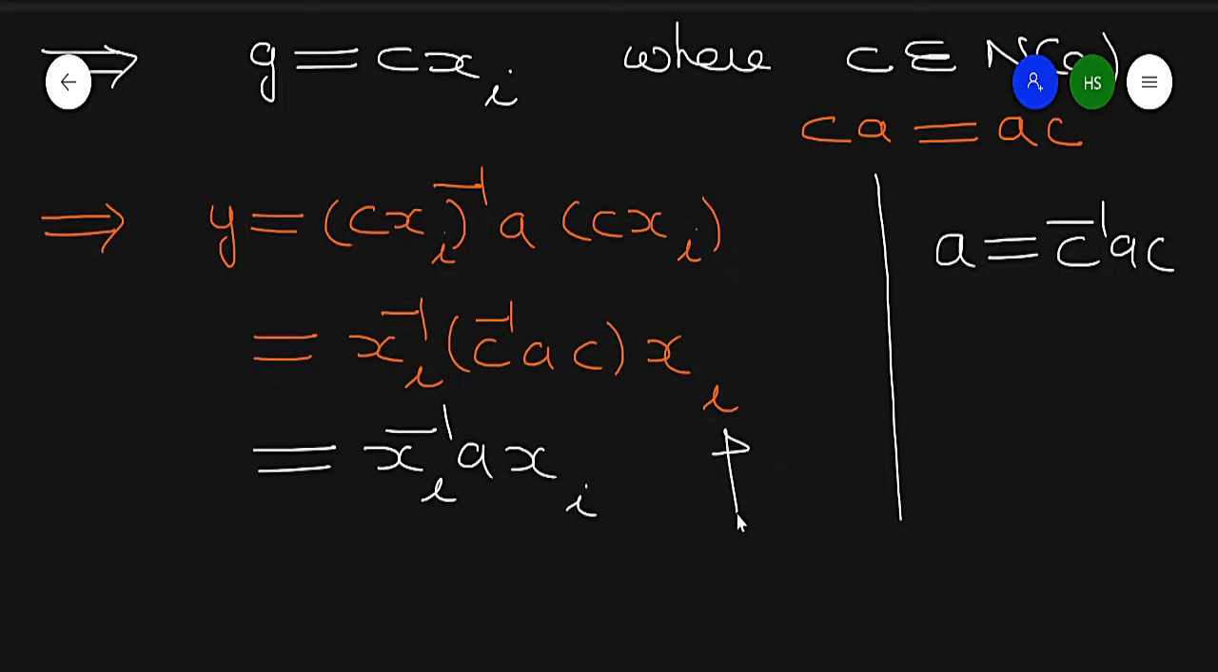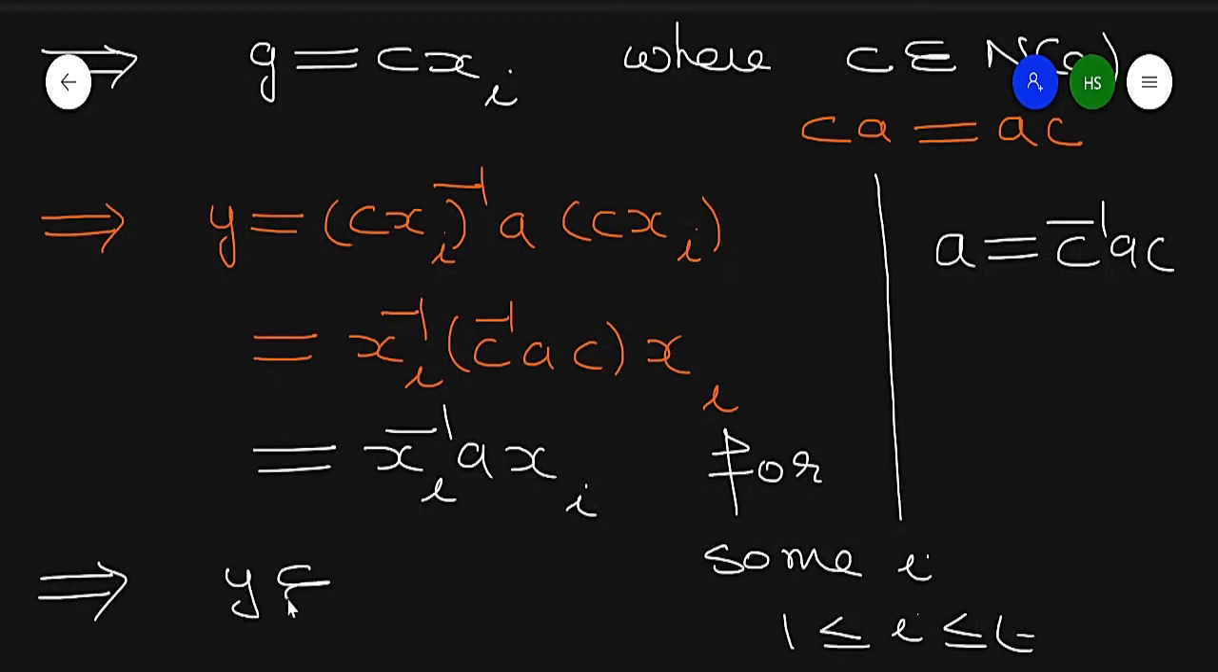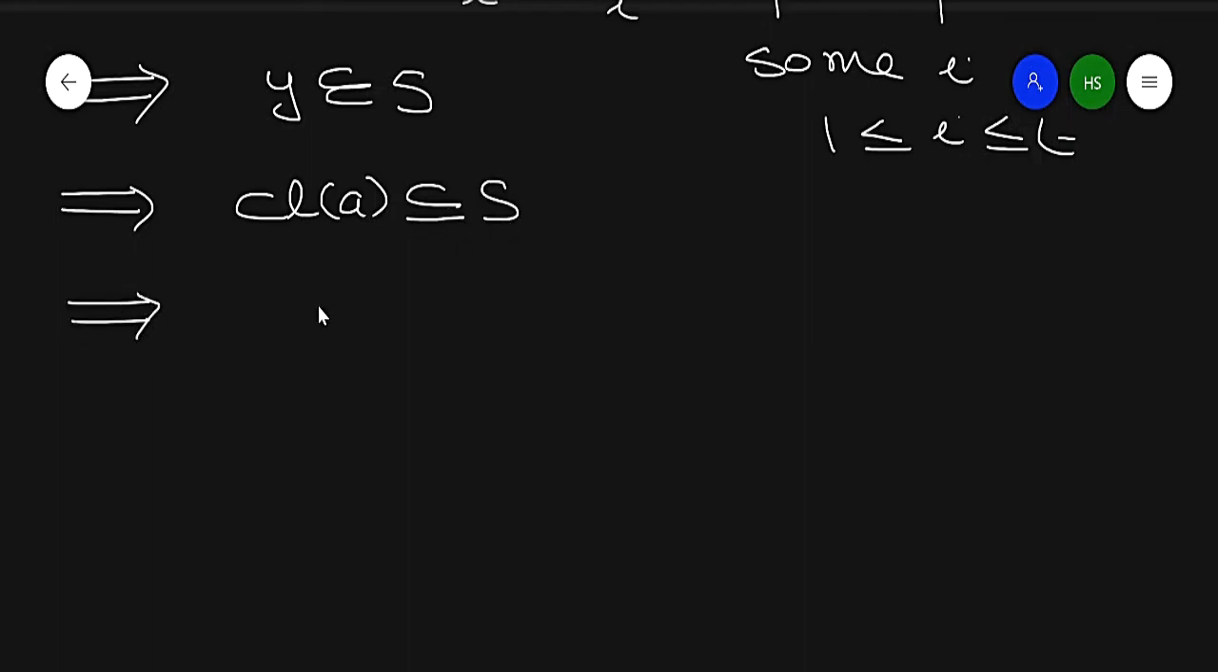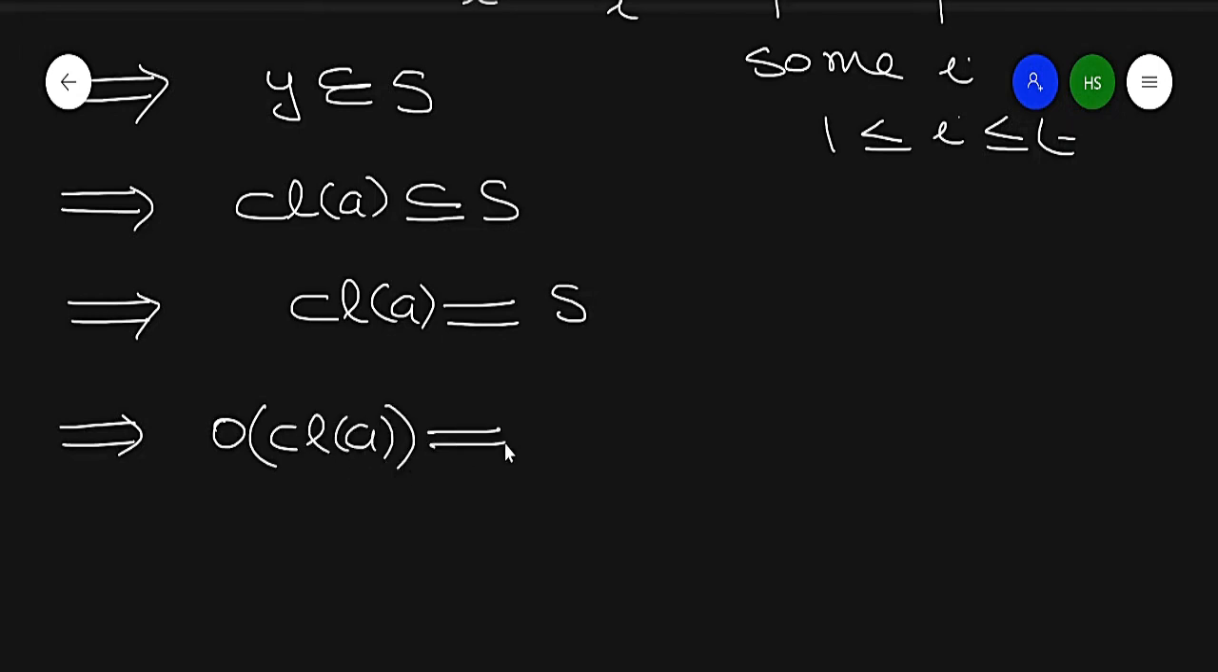So clearly, for some i which lies between 1 and T, this Y belongs to S. So the class of A is a part of S. S is already a part of the class of A. So it means the class of A and S are equal.